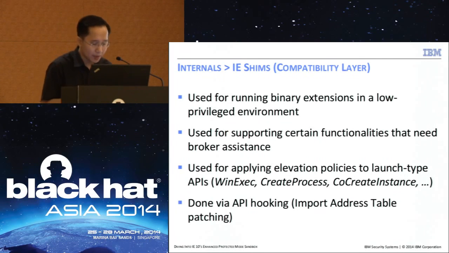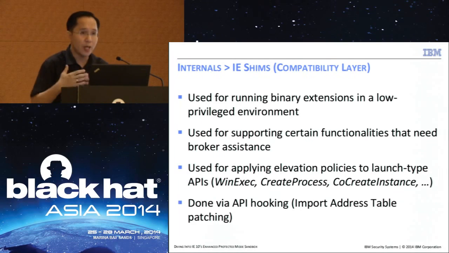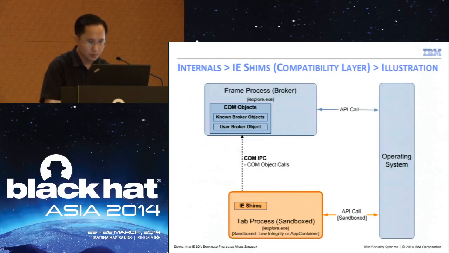For launch-type APIs such as WinExec or CreateProcess, IE shims first consult the elevation policies to determine whether to forward those launch-type APIs to the broker. To illustrate, certain API calls are intercepted in the sandbox process. IE shims will either rewrite the resource name to a writable location so that the API call will succeed, or IE shims will forward the API call to the broker, and then the broker will perform the API call on behalf of the sandbox process.